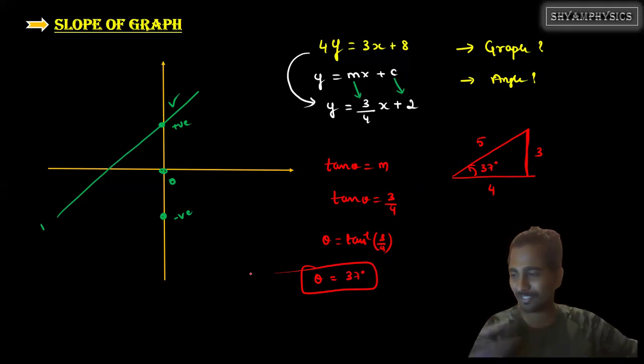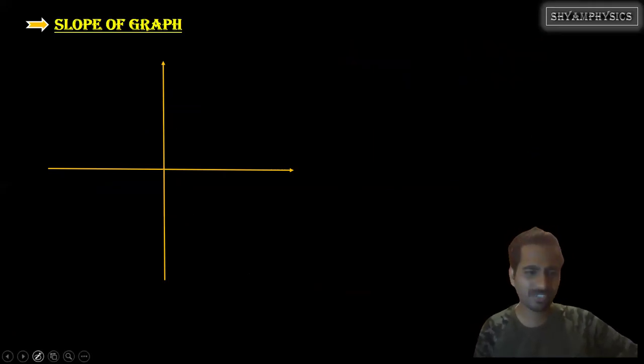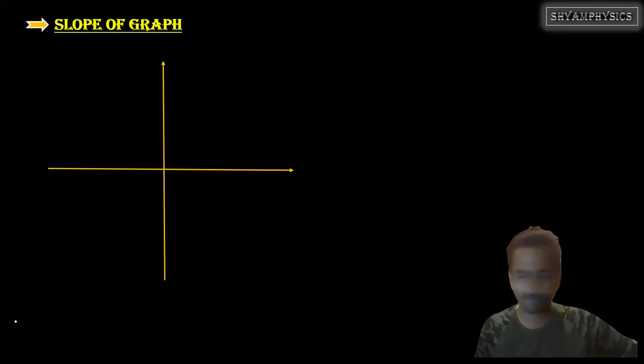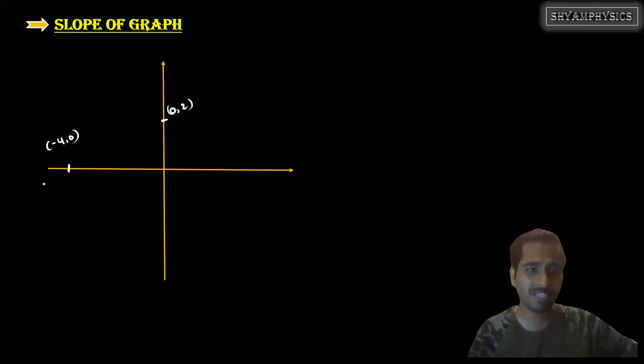Correct now? Good. Shall we move to the next question? The next question is simple. Here I will give some coordinates. First one is minus 4 comma 0. Next one is 0 comma 2. Through these 2 points there is a straight line passing like this.